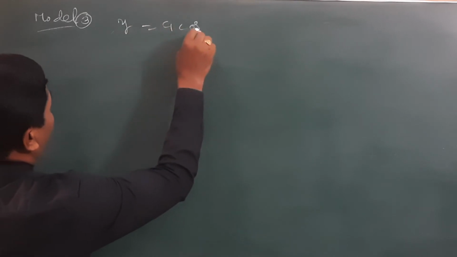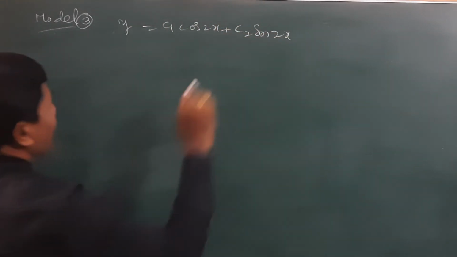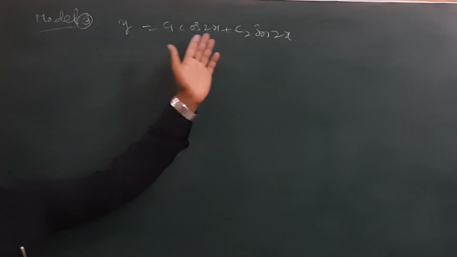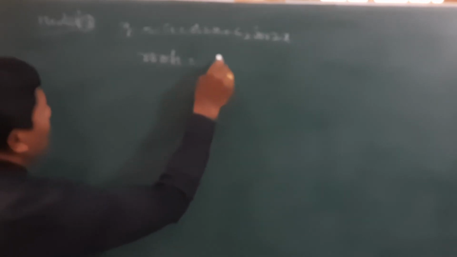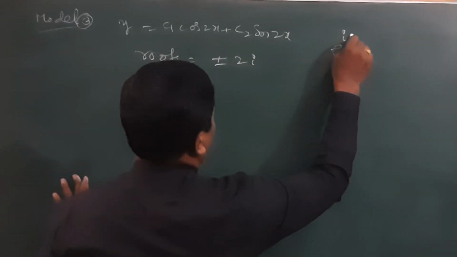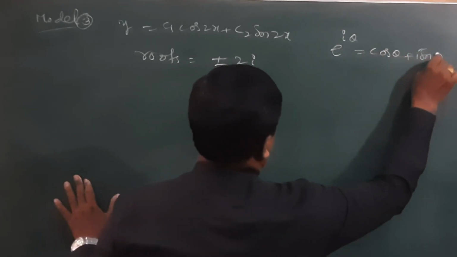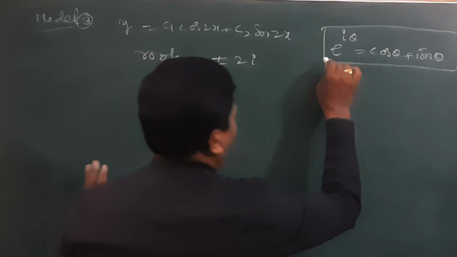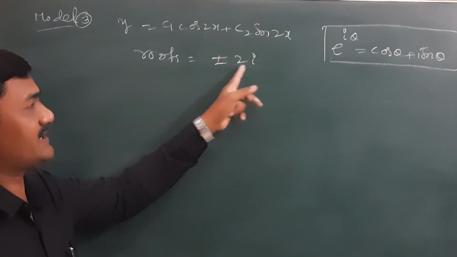Suppose model 3, y is equal to c1 cos 2x plus c2 sin 2x. Therefore, the roots are plus or minus 2i, because whenever the exponent function e power i theta is equal to cos theta plus i sin theta. This is the Euler function. By the modulus of that, we are taking the roots as plus or minus 2i.